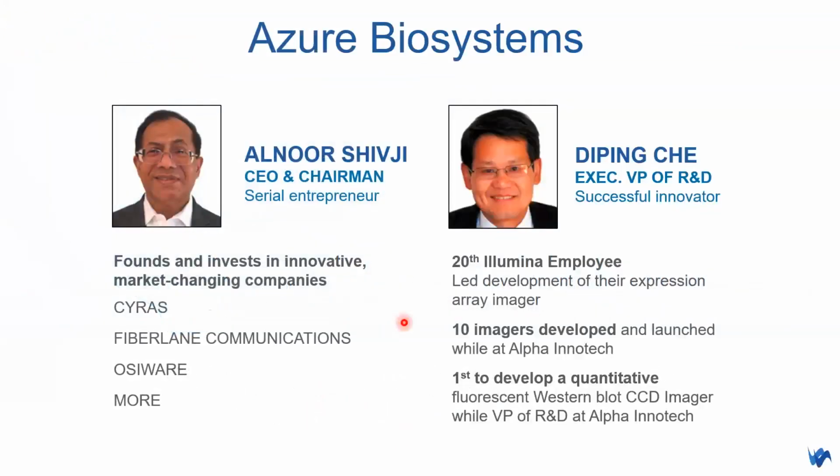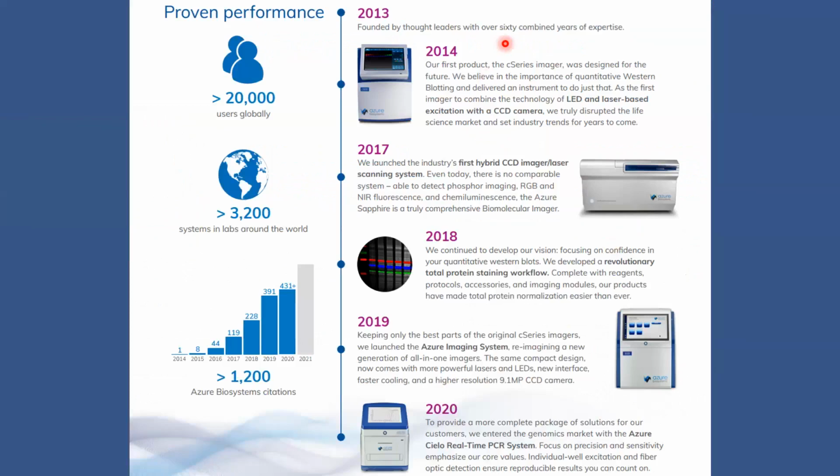Azure System is founded by Arnold Shifji, our CEO and chairman, and Dr. Diping Che. So Dr. Diping Che is our executive VP of R&D. If you're looking through his CV or his past experience, he has a lot of experience in terms of developing imaging system for protein expression from Illumina and Alpha Innotech. So as a fact, Azure System founded in 2013. Most of our core members are coming from Alpha Innotech, which is now the brand will be called as Protein Simple.